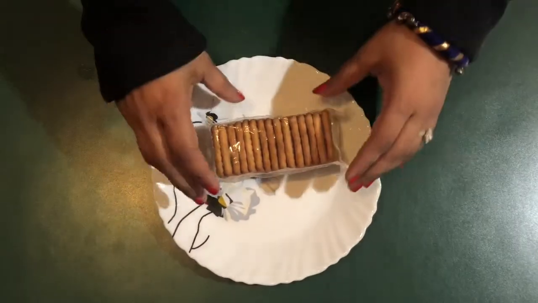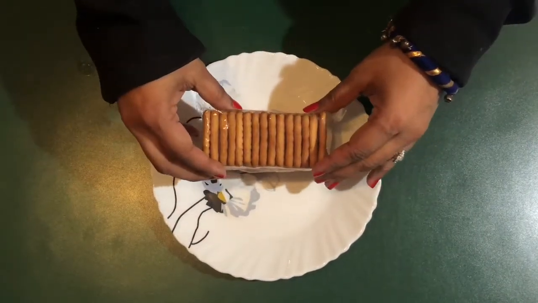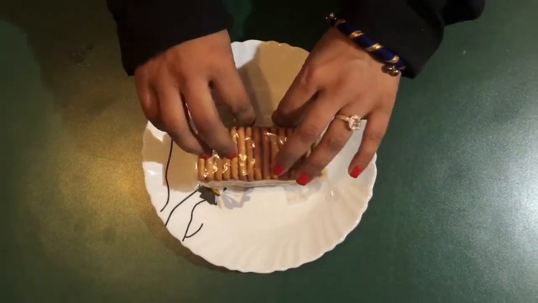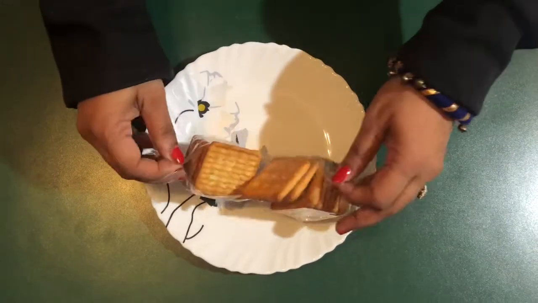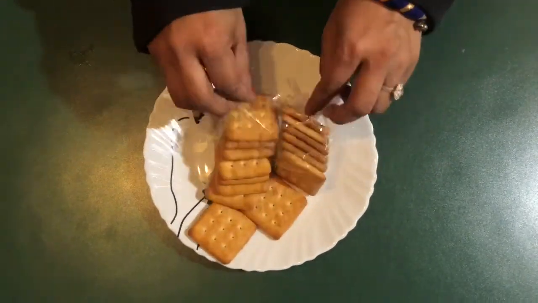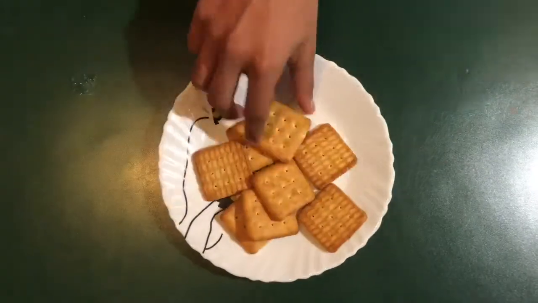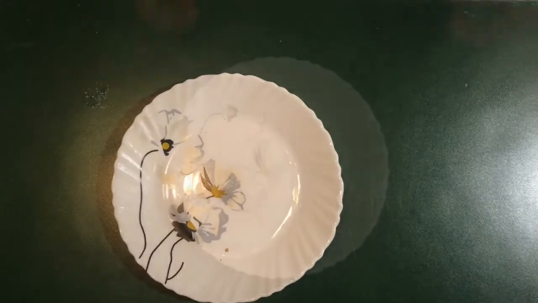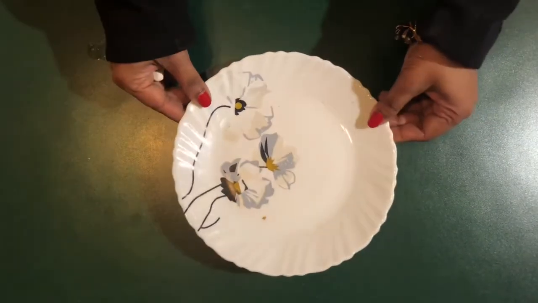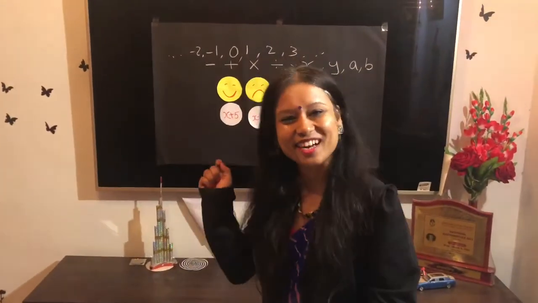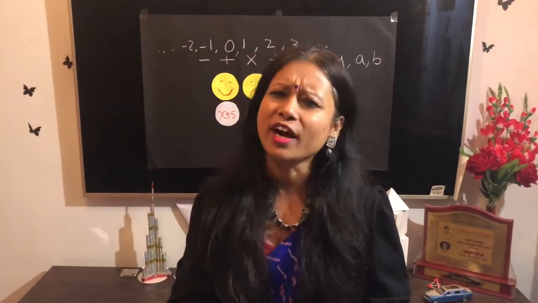I have a very interesting example to share with you with the help of biscuits. In this pack I have 15 biscuits, and now see what will happen. I'm going to open this biscuit pack, and as I open it, Divya and Aryan snatch and eat all the biscuits. Oh, the plate is now empty. But who ate how much? How would I come to know? Algebraic expressions will help me find out who ate how many. You want to know that?